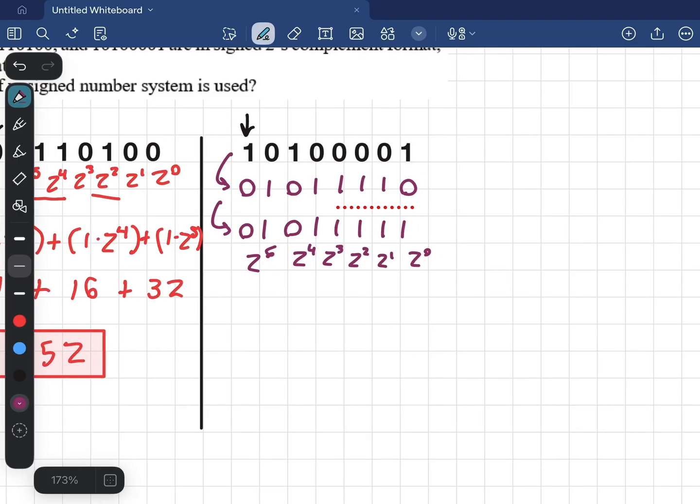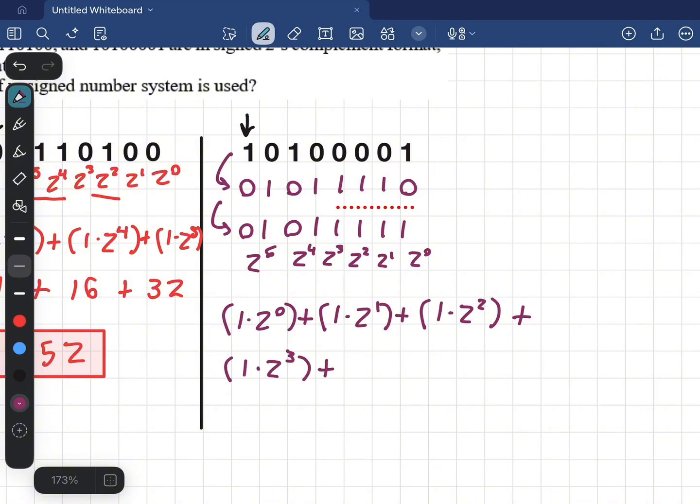So writing out the math. This will get us 95. However, we know that it's negative, so all we have to do is stick a negative sign in the front, and that is our final answer.